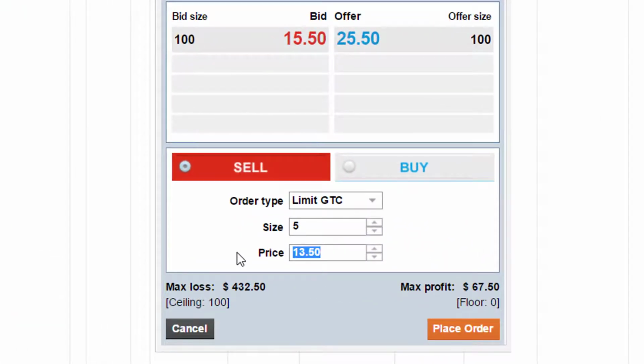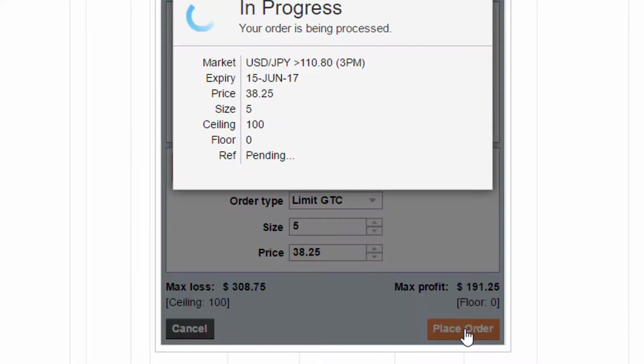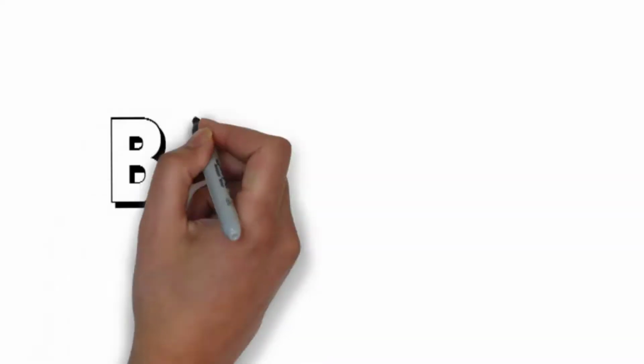To exit an open position early, you can set a limit order at a specific profit or loss target. Click on the open position and adjust the price to your target. If and when the market hits your target price, the order will execute.